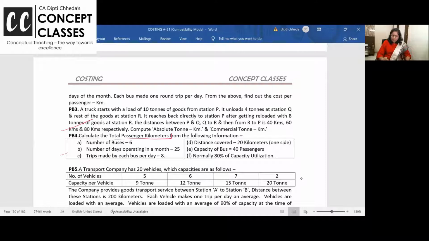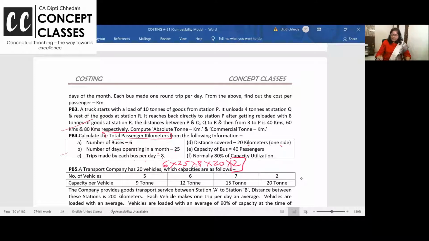How to work out passenger kilometer. How many buses are there? 6 buses. How many days are they operating? 25 days in a month. Each bus makes 8 trips per day. So 25 into 8, that many trips. Distance covered is 20 kilometers one side. So multiply by 2. Students forget this.